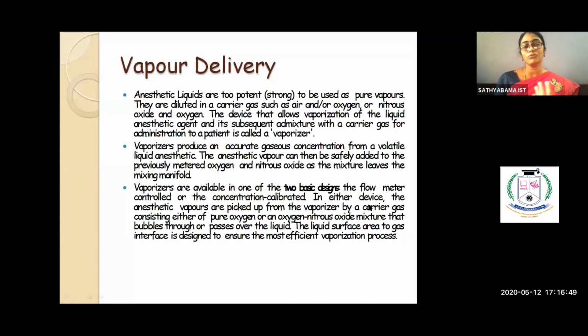So you have a flow meter control and a calibration control as well. Mainly, the gases will be down, and from down the heat will be given. So the agent starts vaporizing and mixing with the gases. Or you boil it, and when you boil it, the vapors start coming. Boiling in the sense that there will be a heater-like structure inside an anesthetic machine. It will heat this anesthetic liquid, which becomes vapor, and it goes into the patient.